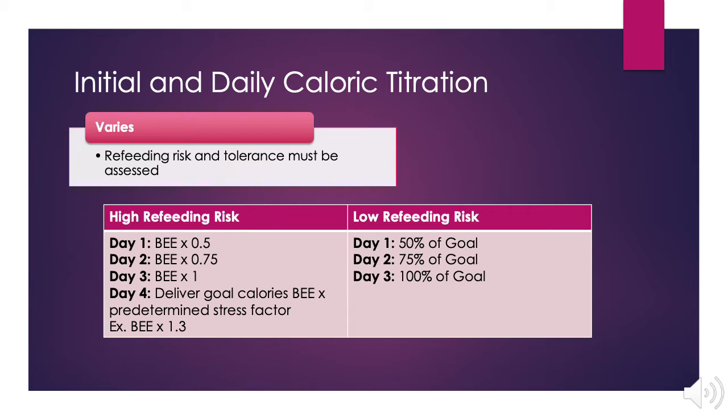Refeeding syndrome can be defined as the potentially fatal shift in fluids and electrolytes that may occur in a malnourished patient receiving nutrition, whether it is enteral, oral, or parenteral. A patient who starts TPN will not be receiving their goal calories on day 1. The formula is adjusted over the course of 3 to 4 days until goal is reached. If the patient is deemed to be at high risk for refeeding syndrome, a more conservative calorie delivery increase is optimal.